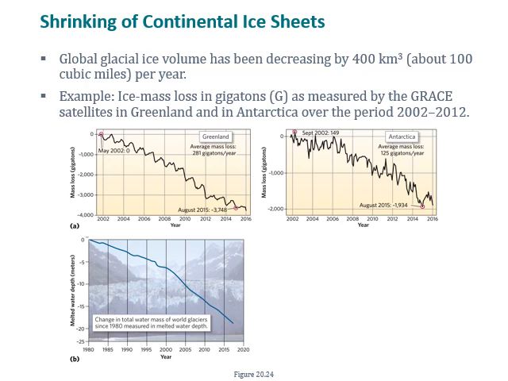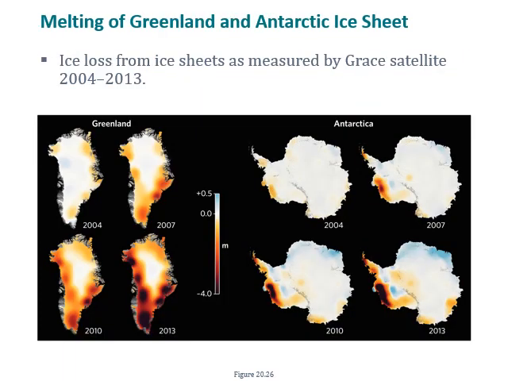One example is ice mass loss in gigatons, as measured by the GRACE satellites in Greenland and Antarctica over the period of 2002 to 2012. Sometimes it's difficult or boring to try and interpret numbers on graphs, so your textbook shows pictures of maps of relative ice loss in Greenland and Antarctic ice sheets measured by the GRACE satellite for the past decade. As you can see, there is significant melting in pretty much all of Greenland and in the West Antarctic ice sheet.